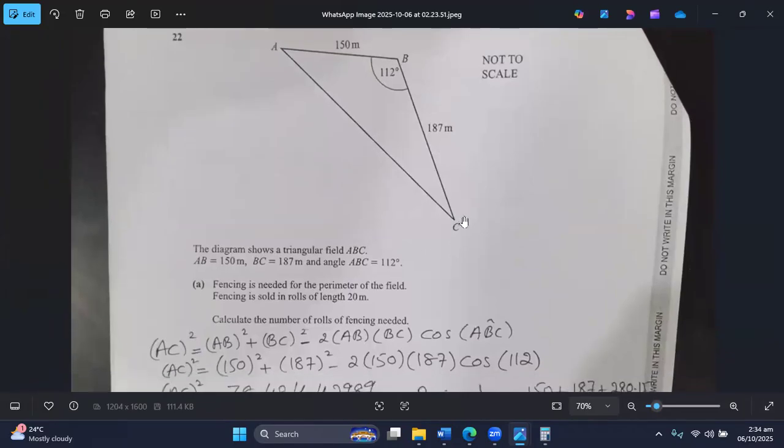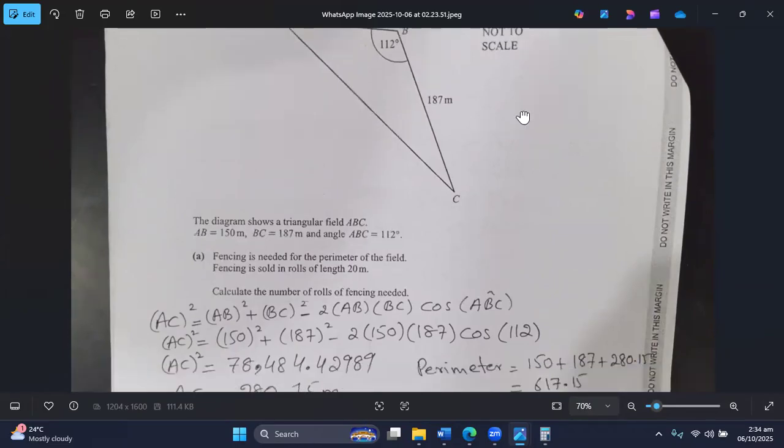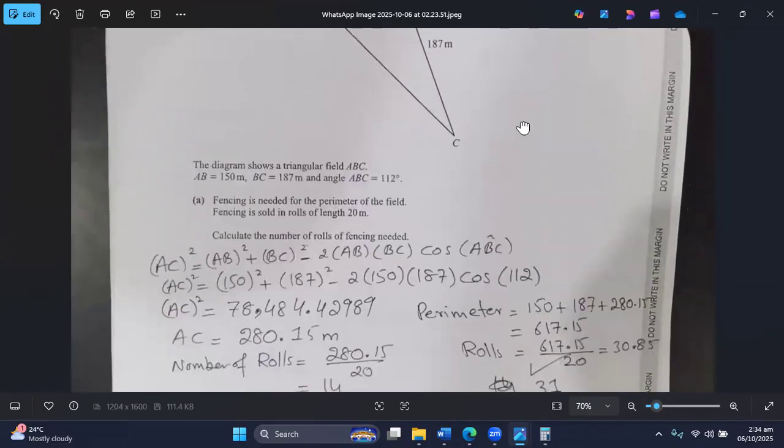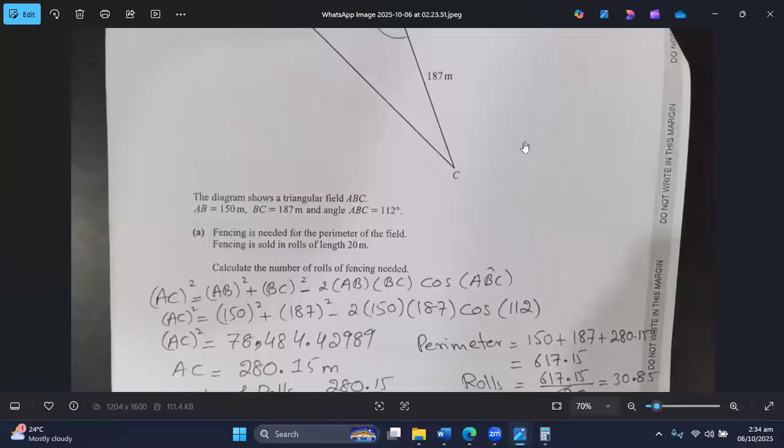Here we found this 150, this 187, this angle was given. First of all, we found the AC side by using the law of cosine. When I found the AC side, that was 280.15 meters. That is correct. Then what we have to do, we have to find the perimeter of this whole triangle. 150 plus 187 plus 280.15.